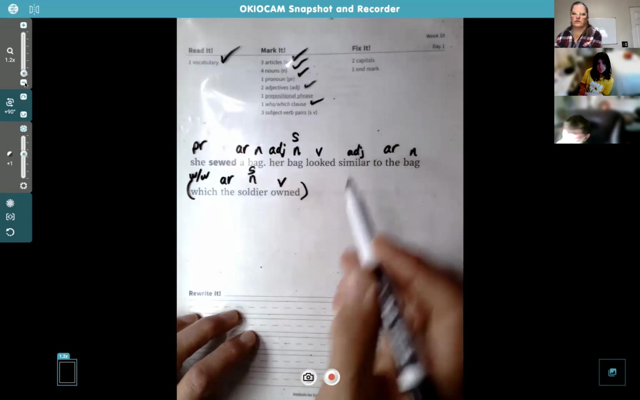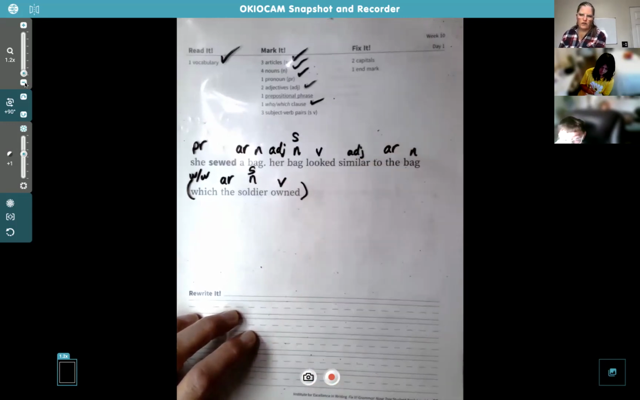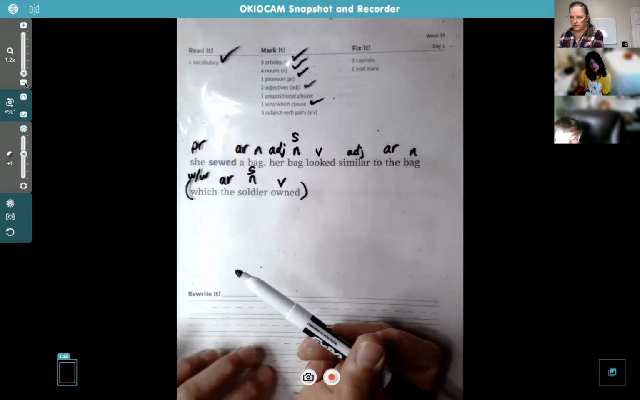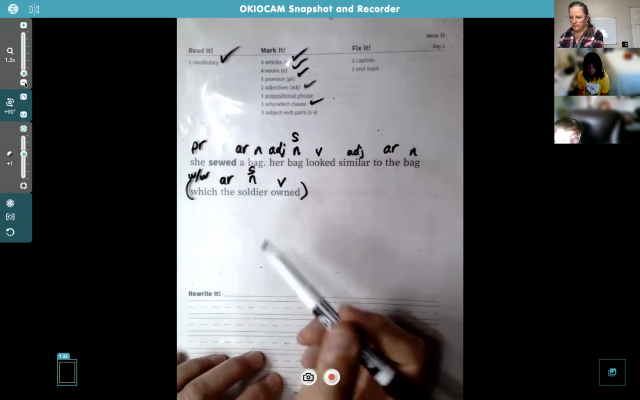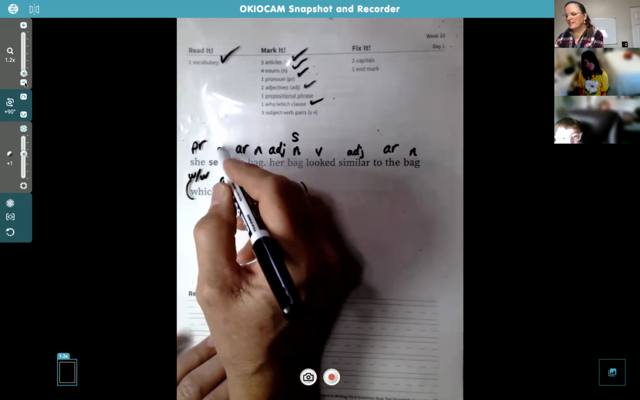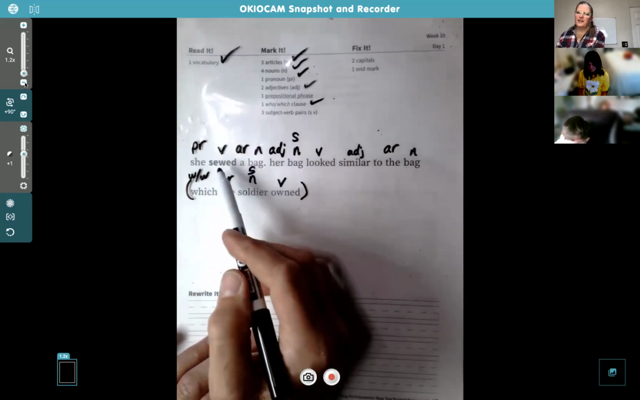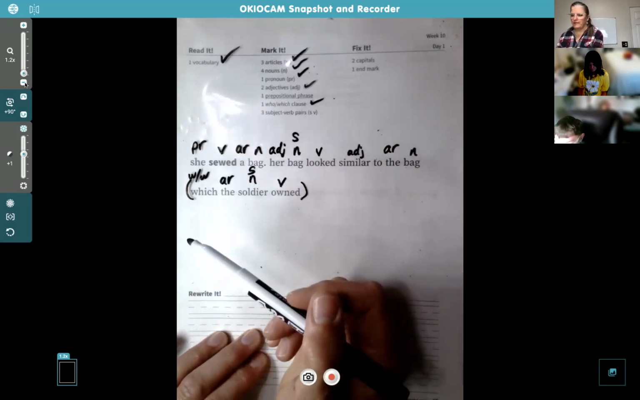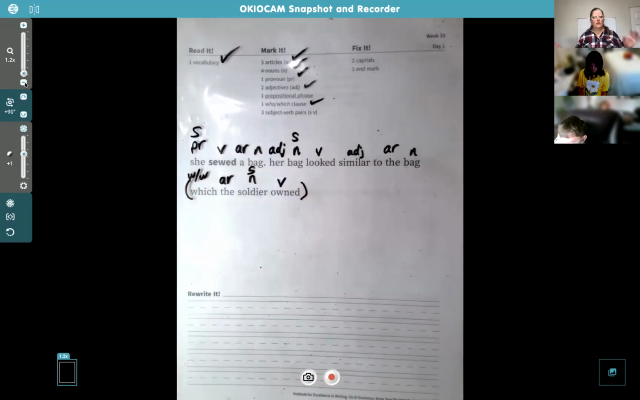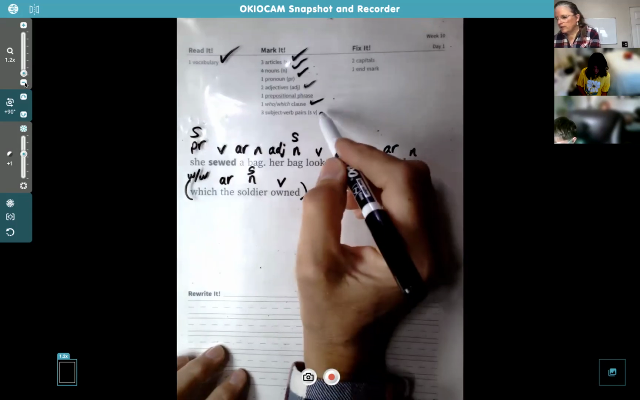So that's the subject. So remember, you find the verb and then you ask yourself who or what is doing that. That'll help you. So what is the verb in the first sentence? Sewed. It looks like it could be sued, but you're right, it's sewed. And then who sewed a bag? She. There you go. So see how I did that? If that's a struggle for you, look for those ed words. Sometimes they're not ed, so it gets a little tricky, but then ask yourself who or what is doing that.